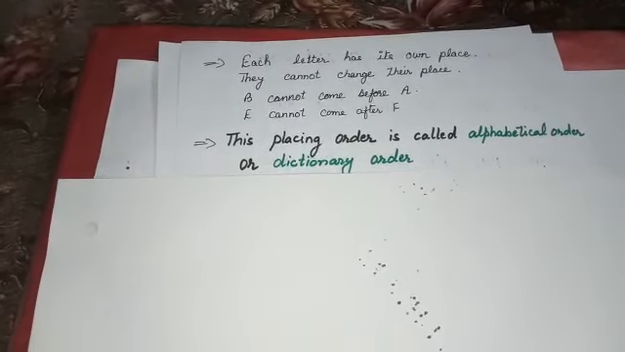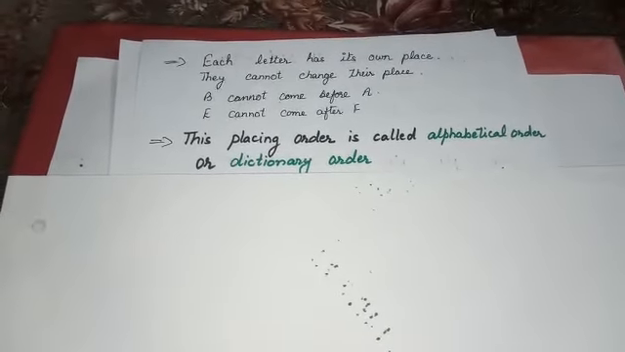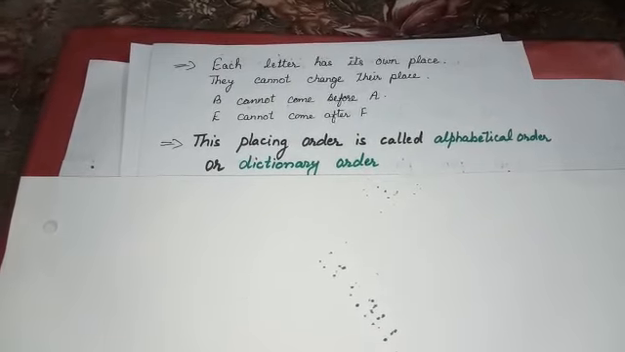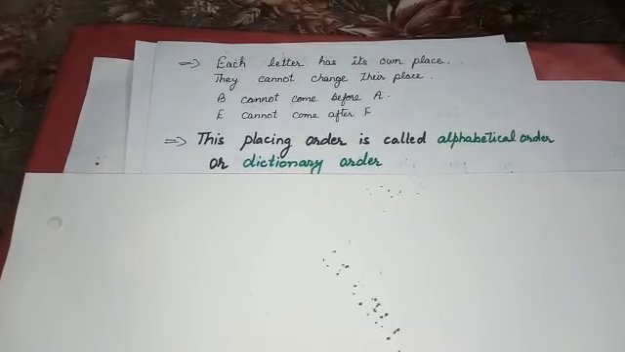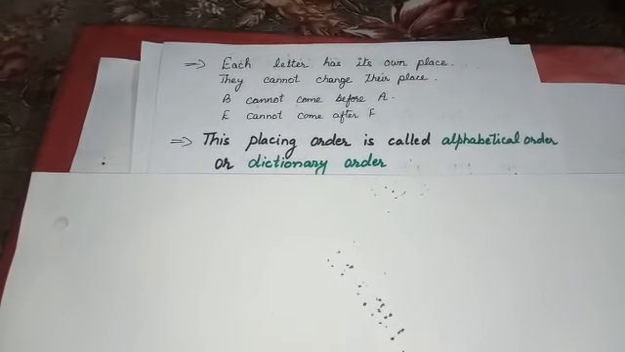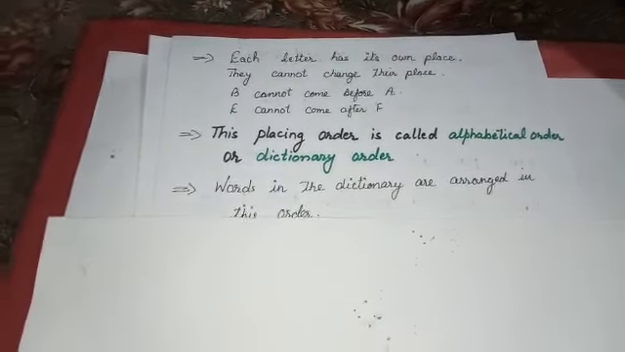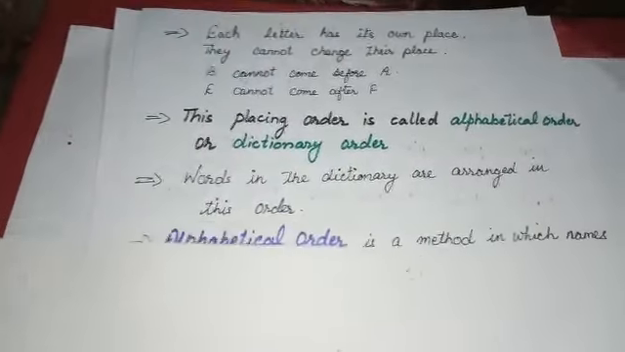Why is it called dictionary order? Because if you see the dictionary, you will find out that the words in the dictionary are arranged in the same manner as the alphabet. Like first the words starting with A will come, then B, then C, and so on. So the words in the dictionary are arranged in this order.